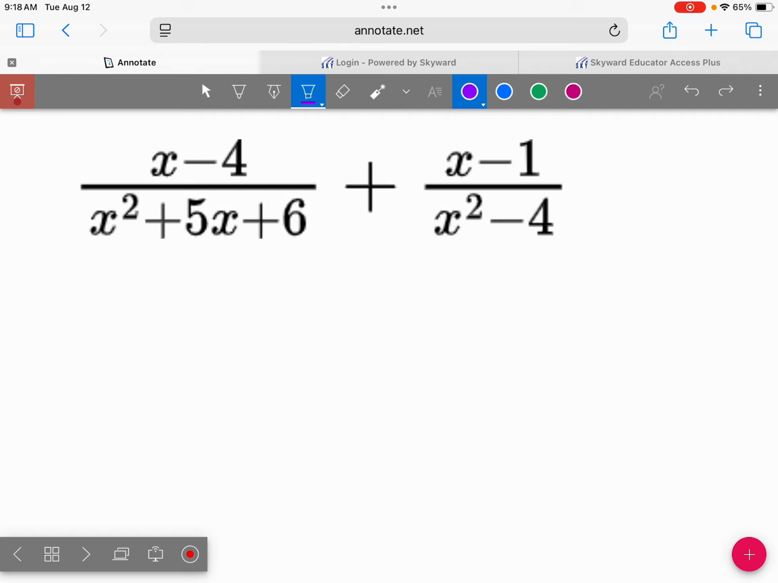So let's look at this one. We've got x minus 4 over x squared plus 5x plus 6. And x minus 1 over x squared minus 4.